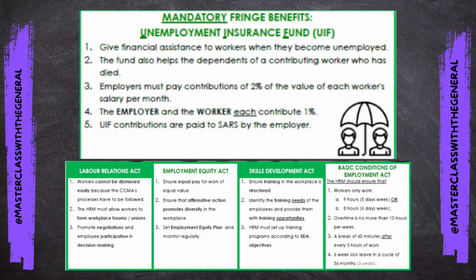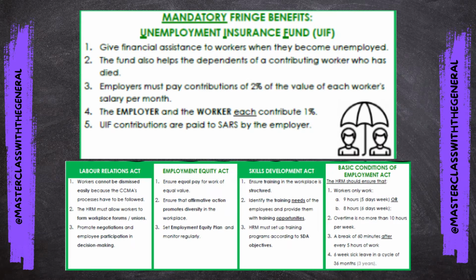Number three, employers must pay contributions of 2% of the value of each worker's salary per month. That's what I explained. That 2%, 1% is coming from the employee salary and 1% is coming from the business. They take that 2% to SARS, and that is kept for a rainy day. Number four, the employer and the worker each contribute 1%. UIF contributions are paid to SARS by the employer.